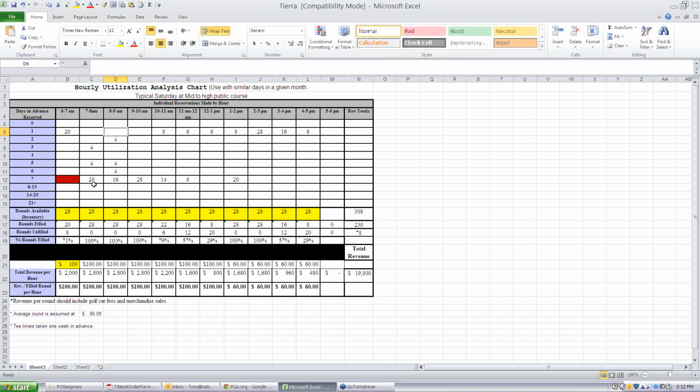Someone filled it 2 days prior. So now you still have your utilization. So that's what you're going to look at. You're going to have to chart when these people's reservations were made, so you can really get an accurate count of when people are making their reservations.